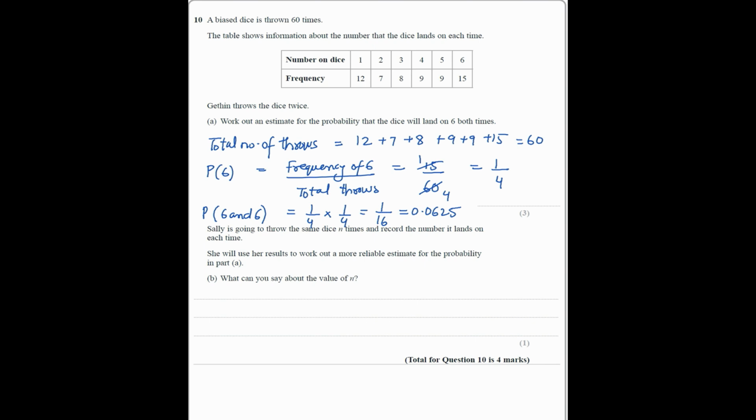Part B. What can you say about the value of n? Sally is going to throw the same dice n times and record the number it lands on each time. She will use her results to work out a more reliable estimate for the probability in part A. So what can you say about the value of n? To make her estimate more reliable, the value of n should be large. More trials lead to a more accurate result.